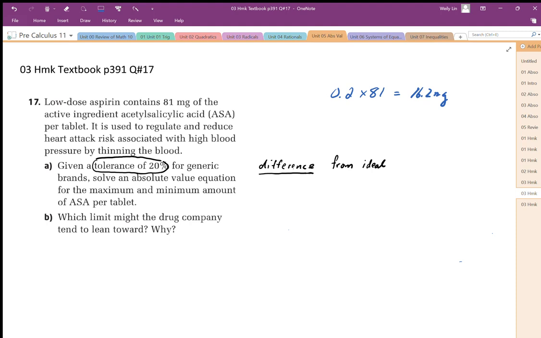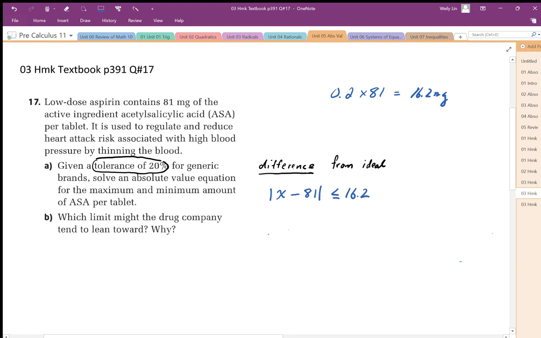So one way we can do this is we could do this as a percentage problem, or we can do this as just calculate the 20% tolerance of 16.2 milligrams and solve it that way. So we'll do that first. So the amount of acetylsalicylic acid in the tablet we'll call X, and the difference from the ideal of 81 milligrams, we need that to be less than the tolerance level, which is 16.2 milligrams. And then we solve the absolute value equation for this.